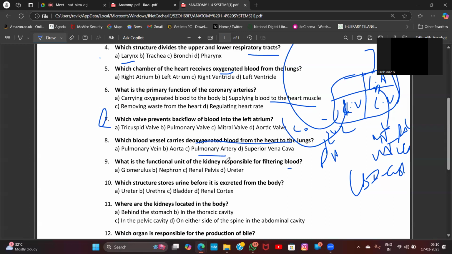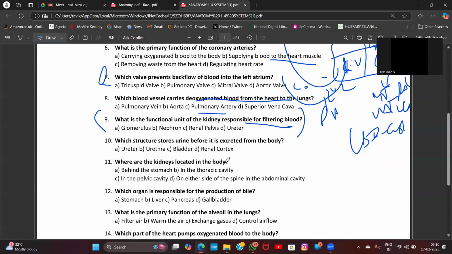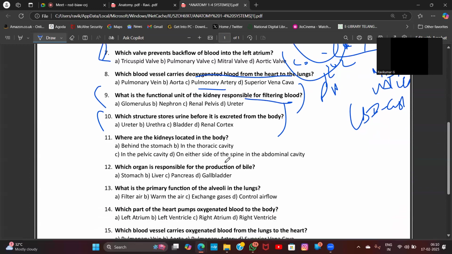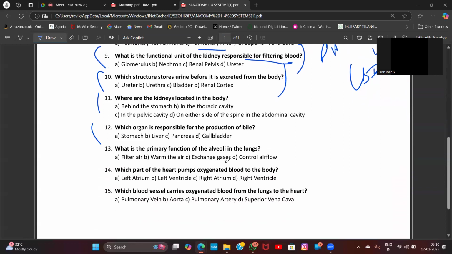What is the functional unit of the kidney responsible for the filtering of the blood? We haven't covered this yet. Next, which structure stores the urine before excretion? Not covered yet either. Where are the kidneys located? Not covered. Which organ is responsible for production of bile? Liver.